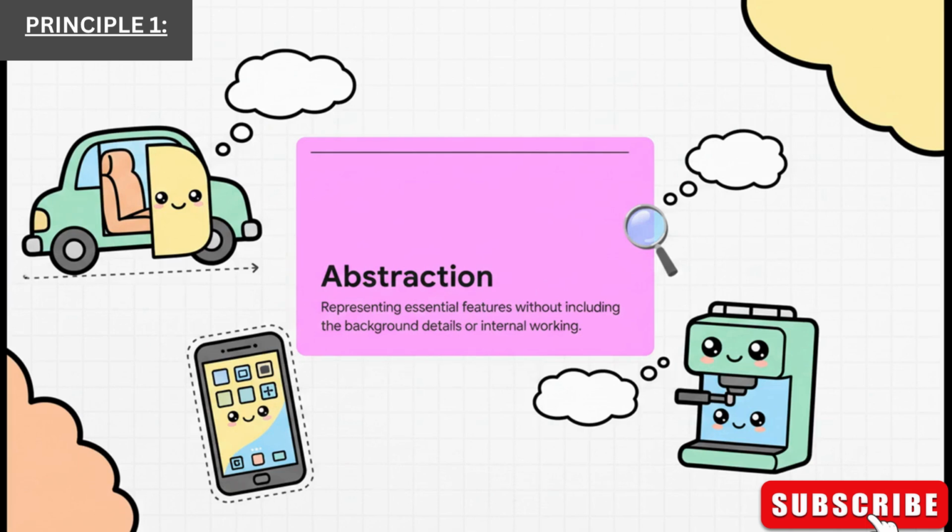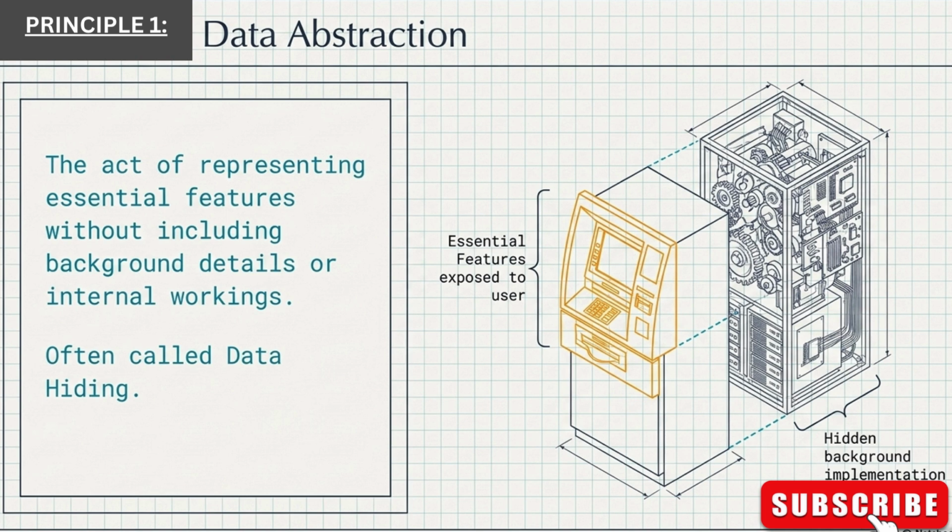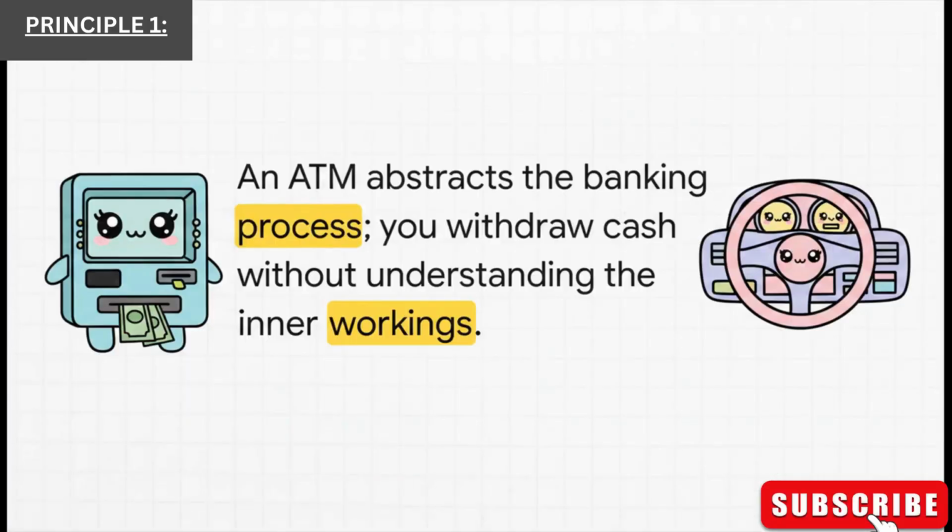Let's make it real. When you go to an ATM, you just insert your card, punch in your PIN, and grab your cash, right? You don't need to know how the bank's internal servers are communicating at that exact second. That is abstraction. Or think about a car dashboard. You just use the steering wheel and the brakes. You definitely don't need to stress about how the pistons are firing inside the engine.